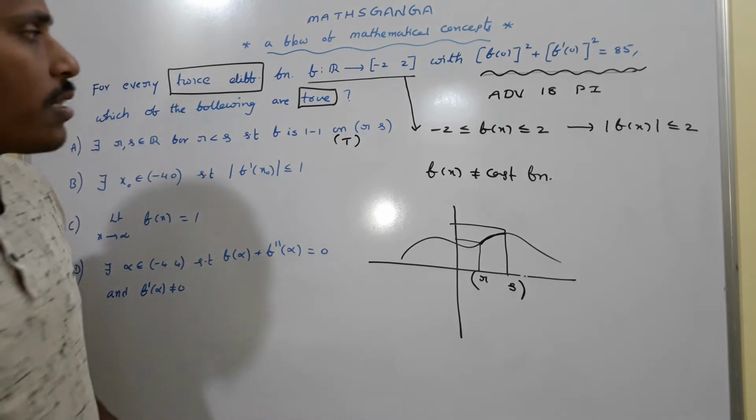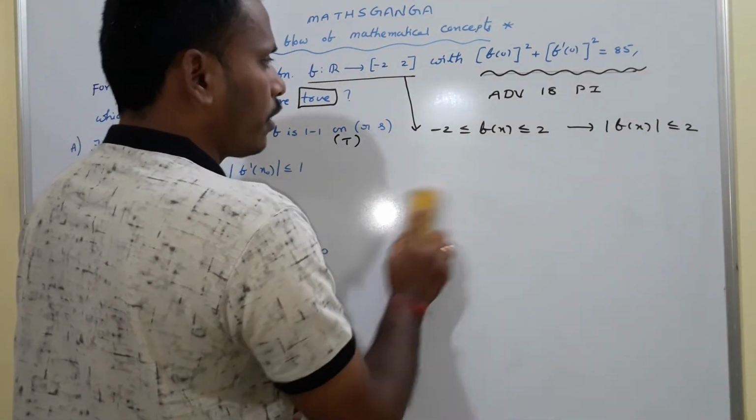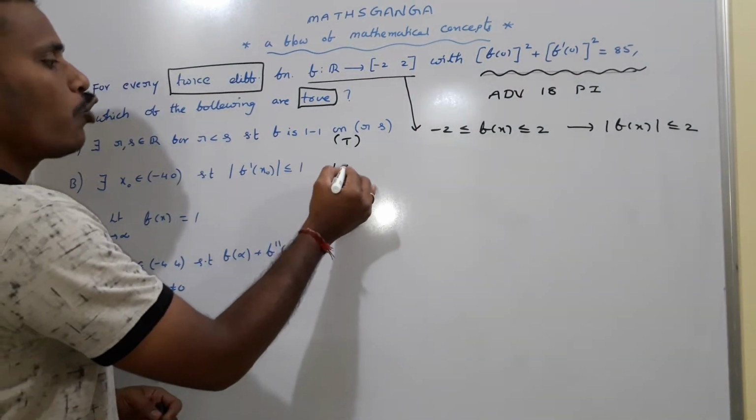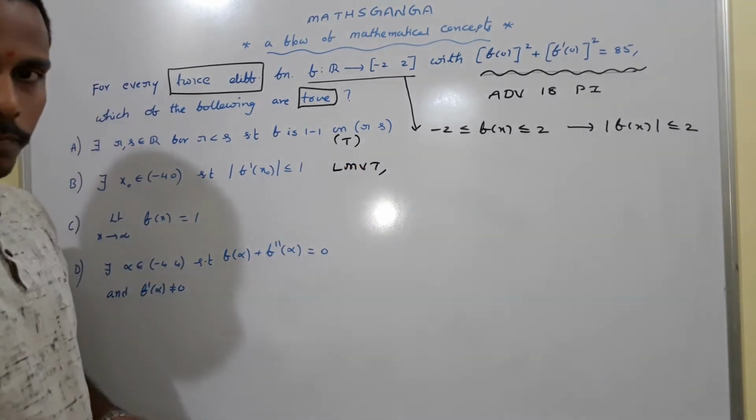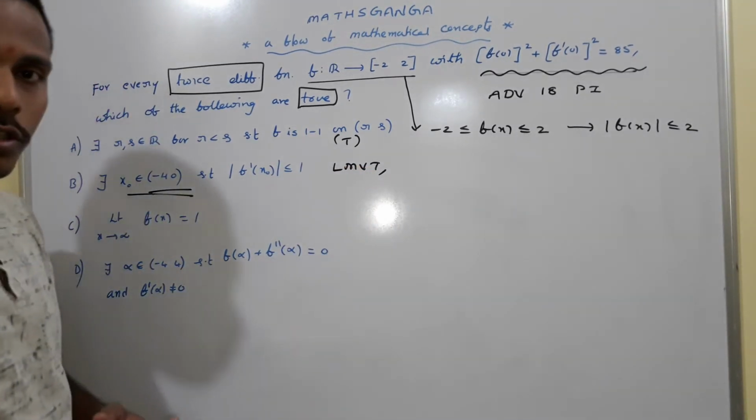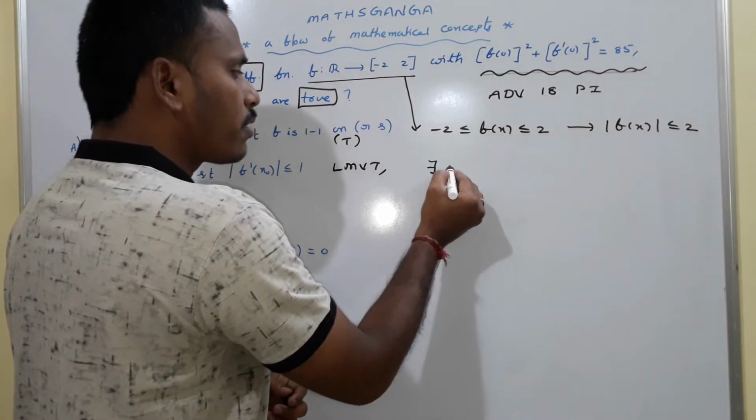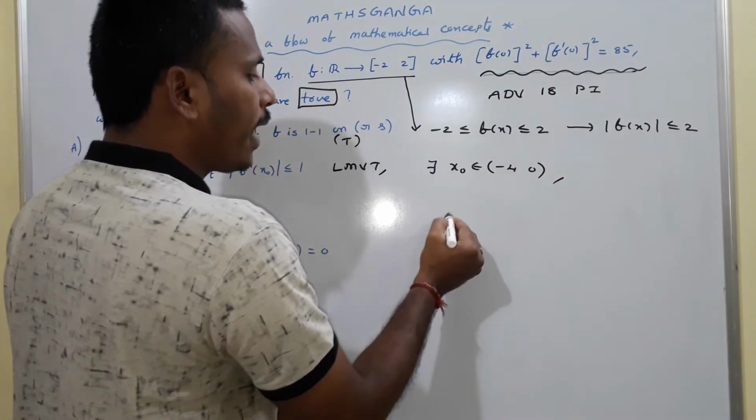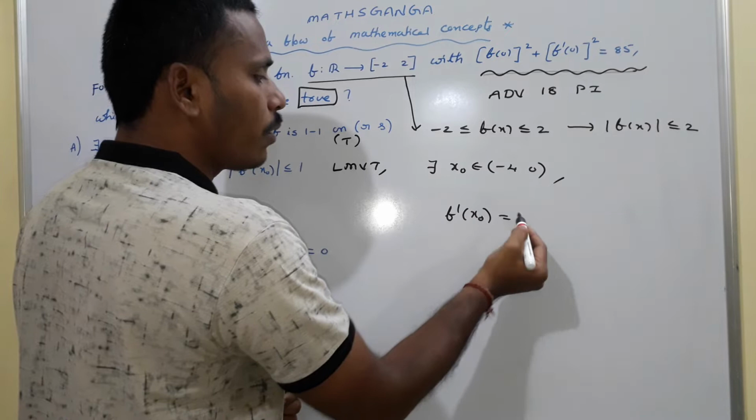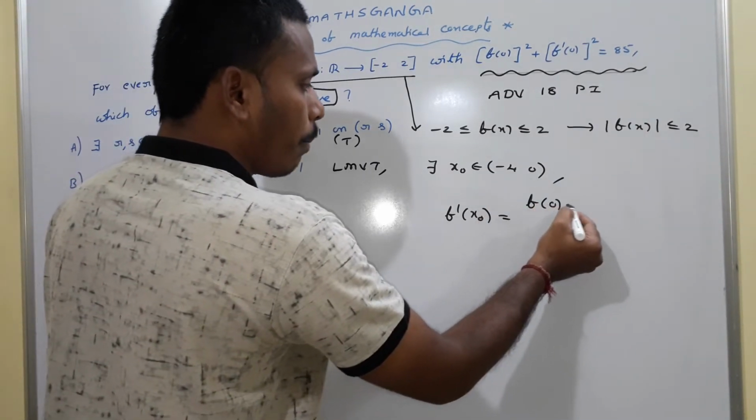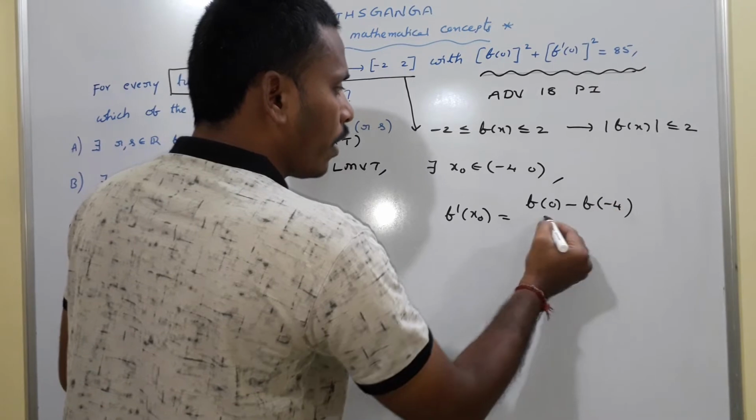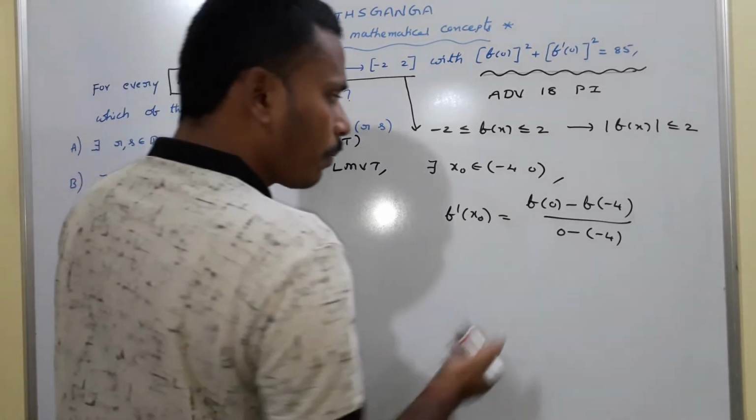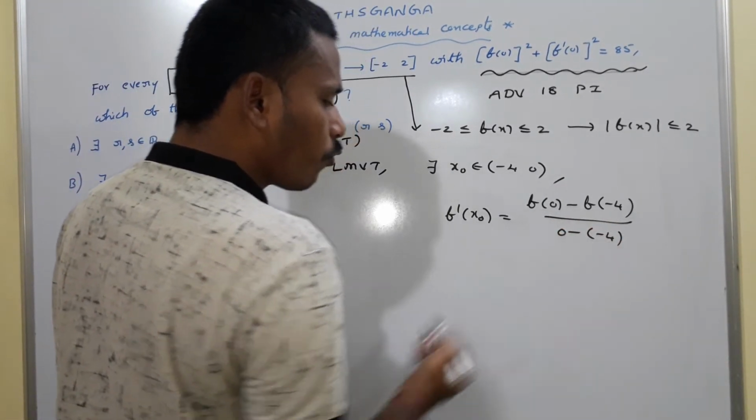Then coming to option B, the second statement. We need to check whether it is true or false. To decide, I am going to apply Lagrange's mean value theorem for the interval [-4, 0]. If there exists some x0 in the interval (-4, 0), then by Lagrange's theorem, f'(x0) = (f(0) - f(-4)) / (0 - (-4)). This is nothing but (f(0) - f(-4)) / 4.